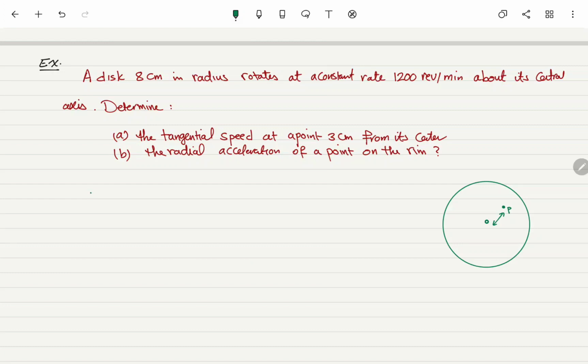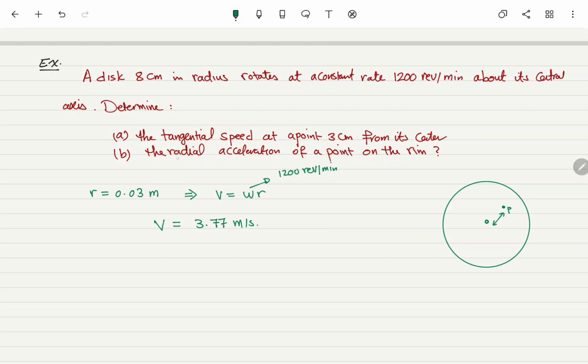So R in this case is equal to 0.03 meters, and the tangential speed is equal to omega R. Now omega, as given, is 1200 revolutions per minute, and R is equal to 0.03 meters. So in this case V is equal to 3.77 meter per second.